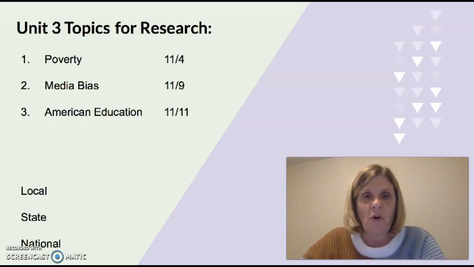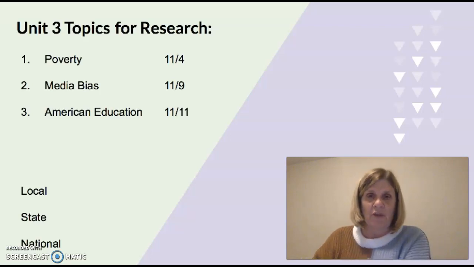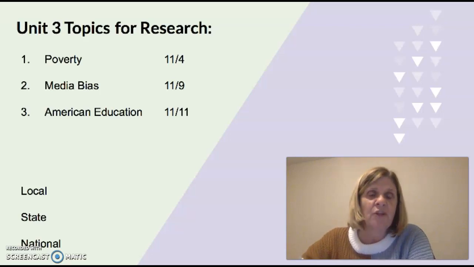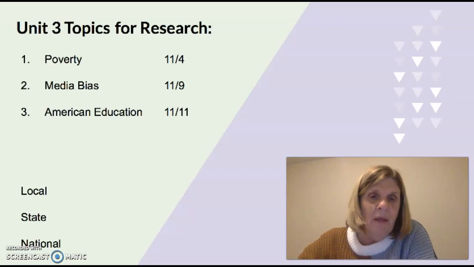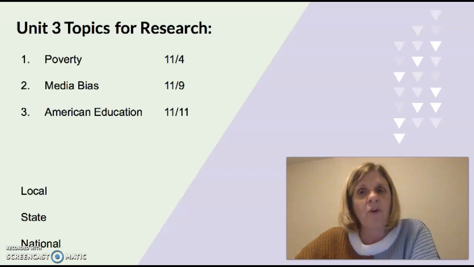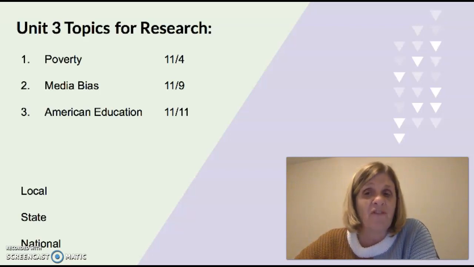This slide will go over what our first 3 lessons will be in Unit 3. I picked 3 topics that interest me that would fit or work for a problem solution essay. And you'll notice at the bottom of this slide, I've written the words local, state, and national. By the time you get to day 4, I want you to select a topic and decide whether or not you want to approach that problem from a local, state, or national level.